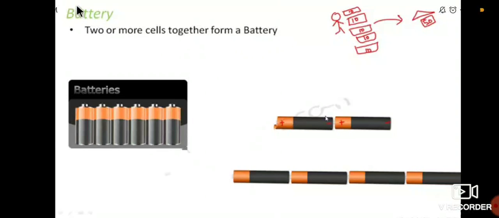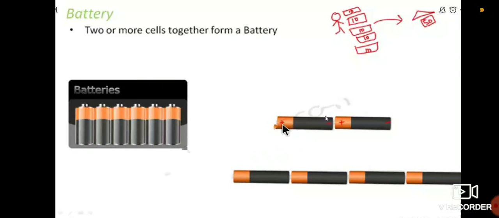That means two or more cells should be joined together. Then a battery is formed. That is called a battery. A battery is two or more cells together.